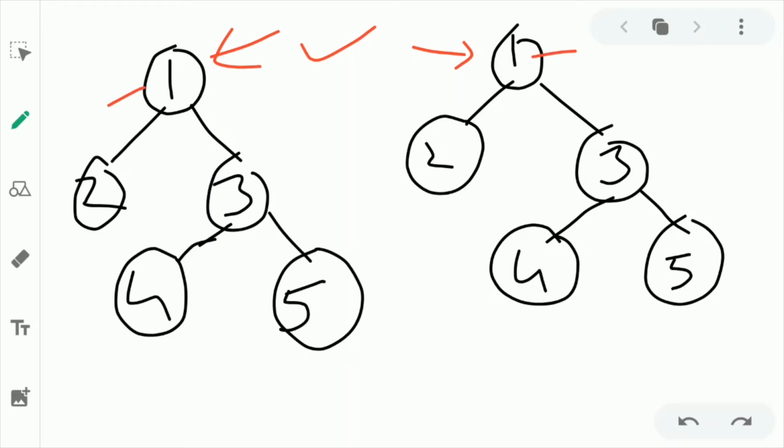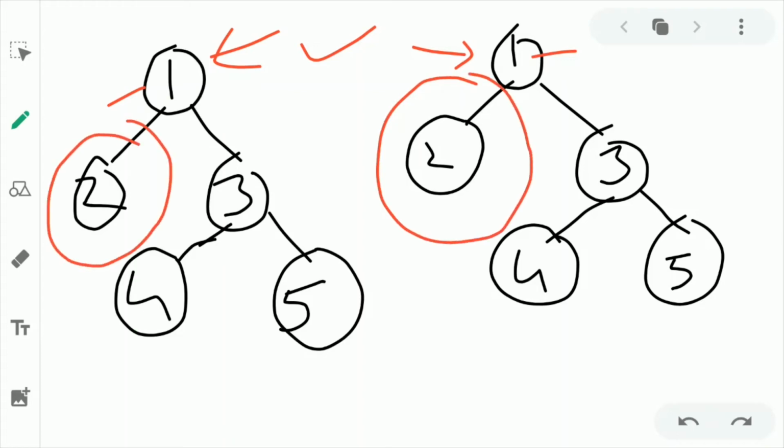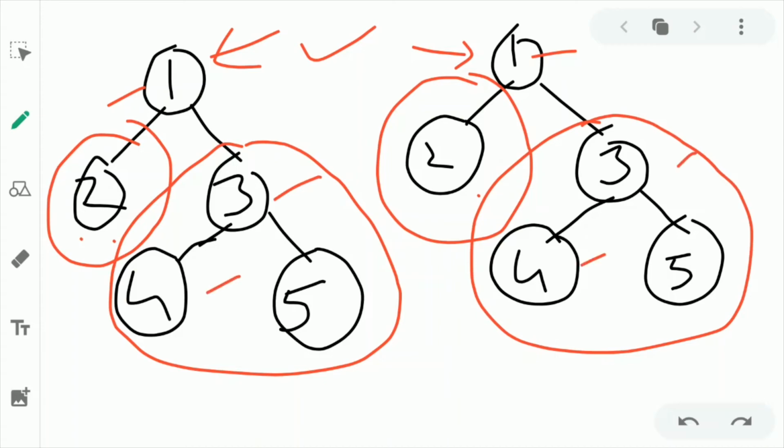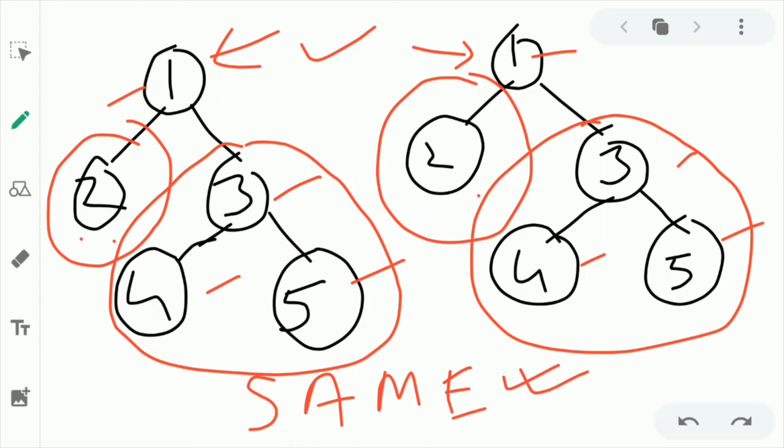Then we recursively call to their left subtrees. So their left subtrees are giving the same value because here is 2, here is 2, and they will also give the same exact value for the recursion call of their right subtree also. In the right subtree also they are exactly having same 3 and 3 matching, 4 and 4 matching, 5 and 5 matching. So this means what? These two trees are exactly same. So our function would return true.